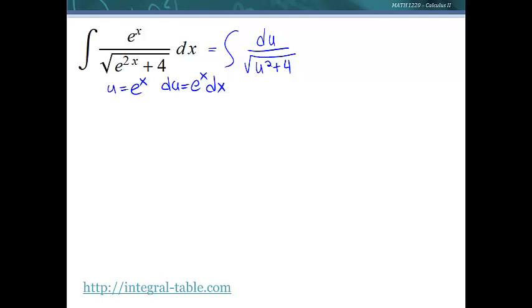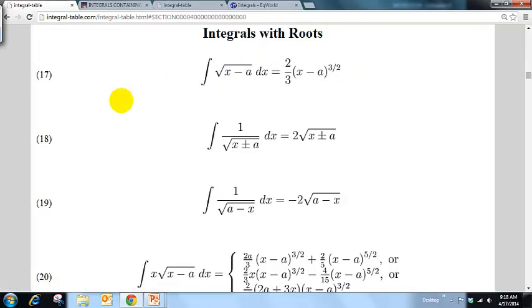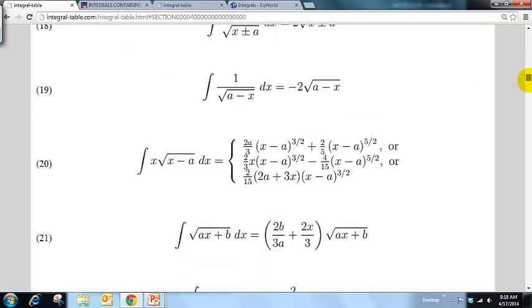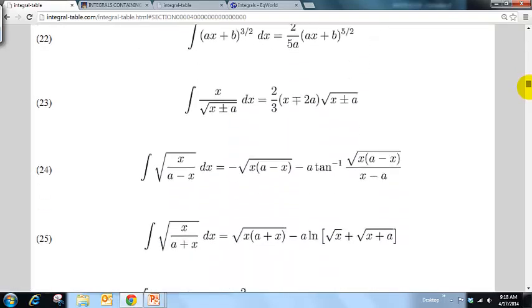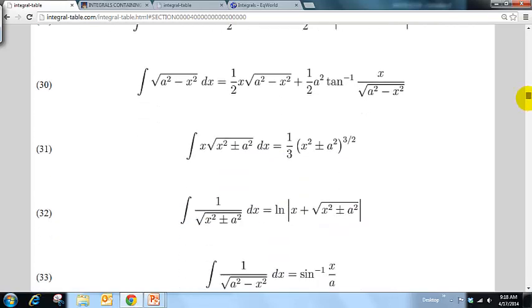So now let's go look on the integral table and see if we can find something that involves this square root of x squared plus a squared thing in the denominator. So I would go ahead and pick integrals with, it's a rational function, but it's also a root. So I'm looking here at the roots. I'm looking for a denominator that has an x squared. Okay, and here I have it because I had u squared plus 4. So this one would do it.